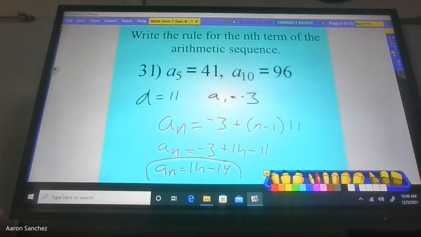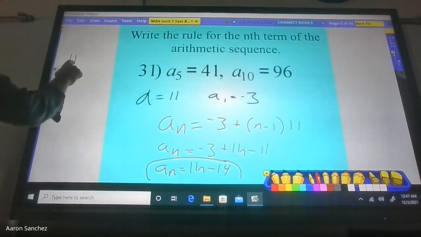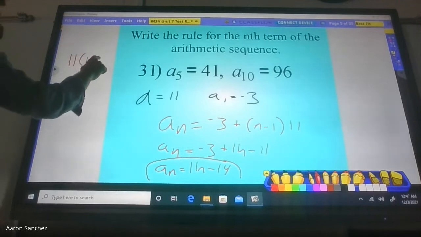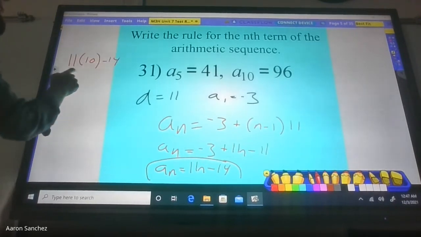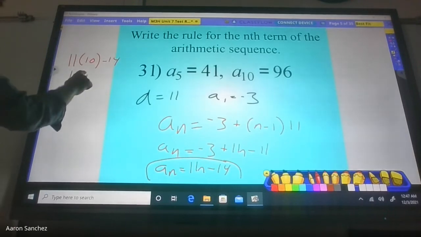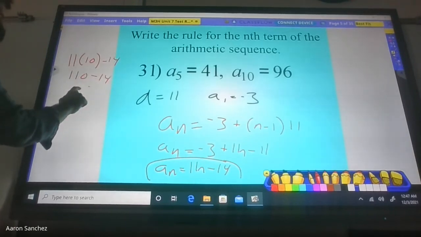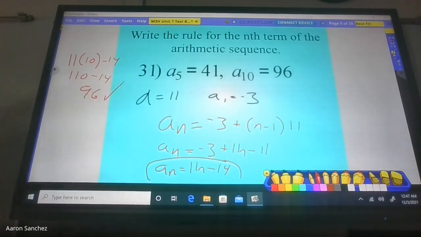Now, how do we check our work? Plug in 10, we should get 96, right? So, will this work? 11 times 10 minus 14. 110 minus 14 is what? We're good. You guys do that on your own? Yes, Amari. You can do it on your own, or you have a question?